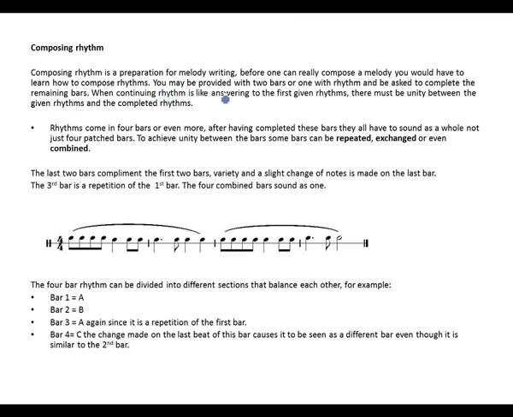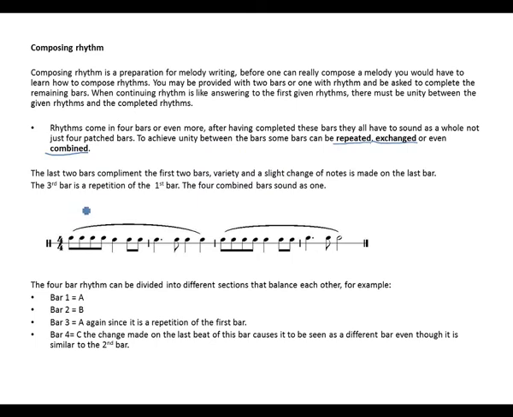You may be provided with one or two bars of rhythm, and be asked to complete the remaining bars. When continuing, rhythm is like answering the first given rhythms. There must be unity between the given rhythms and the completed rhythms. Rhythms come in four bars, or even more. After having completed these bars, they all have to sound as one whole, not just four patched bars. To achieve unity between the bars, one can repeat, exchange around or combine.